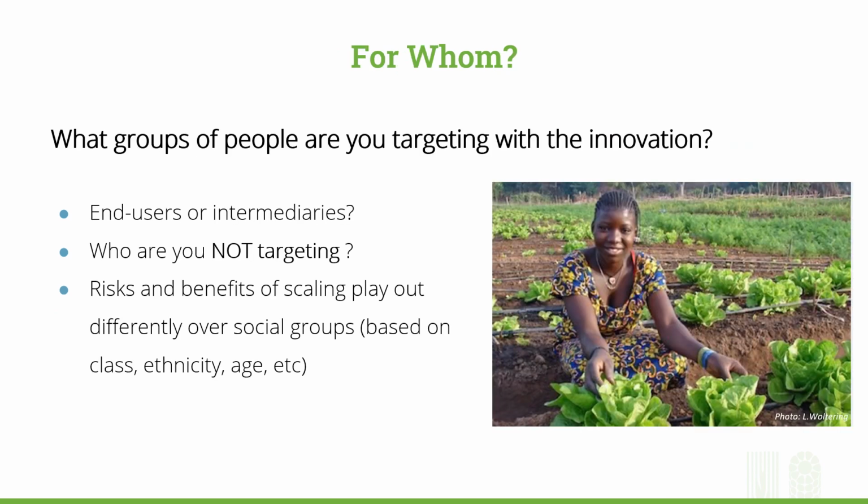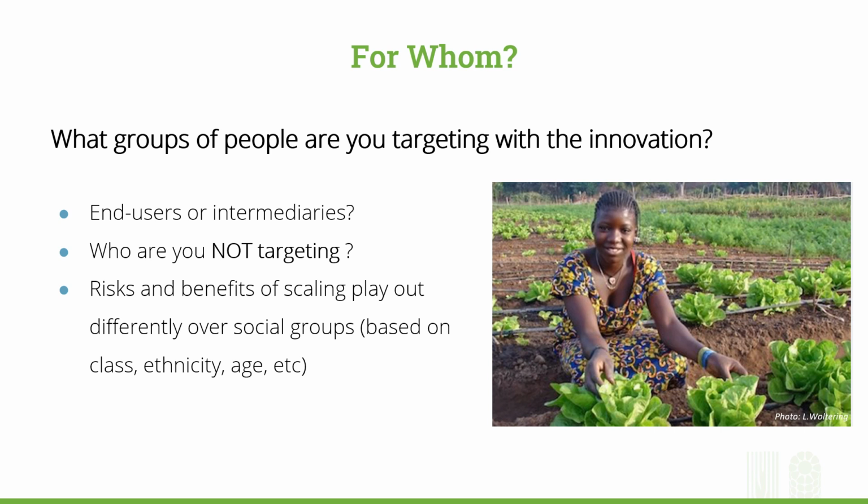The first question, and you can do any question like the for whom, what, in whatever order you prefer. We start here with the for whom. What groups of people are you targeting with the innovation? Are these the end users, or are you targeting intermediaries that then can reach the end users using their own resources? So are you targeting, let's say, a farmer, or are you targeting an NGO that can help other farmers, etc.? Who are you not targeting?